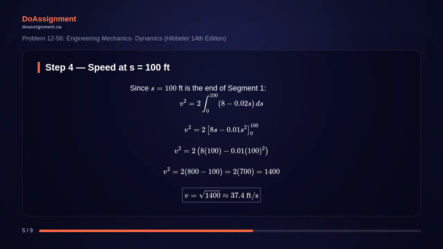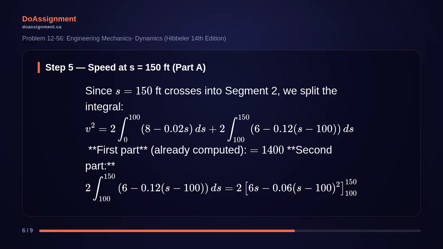At 100 feet, we integrate the same first segment formula from 0 to 100. Evaluating gives v squared equals 2 times the quantity 800 minus 100, which equals 1400. The speed is approximately 37.4 feet per second.